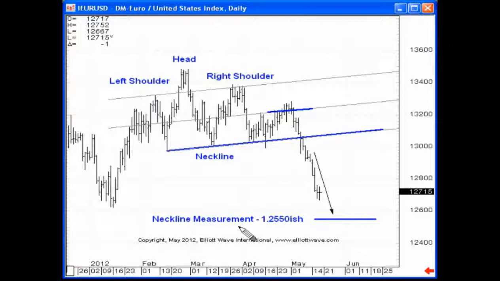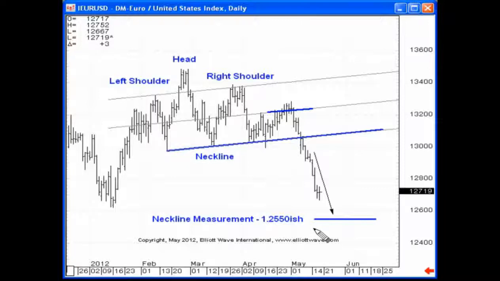Now, as you know, with respect to the euro, we've been waiting for the break of the neckline, because with a break of the neckline, we can then project a neckline measurement, which in the euro argues for a move all the way down to say 125.50, which is exactly what I expect us to continue to do in the weeks to come. In fact, I'm looking for much lower prices, but I'm getting off the point here.